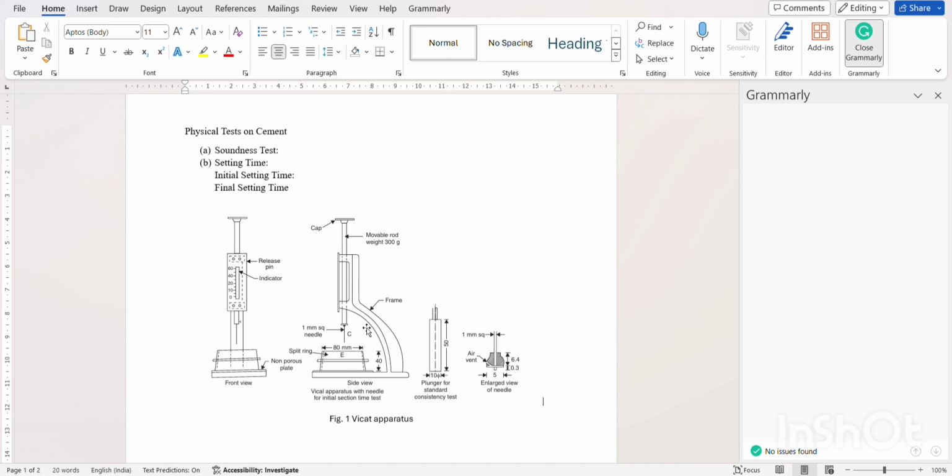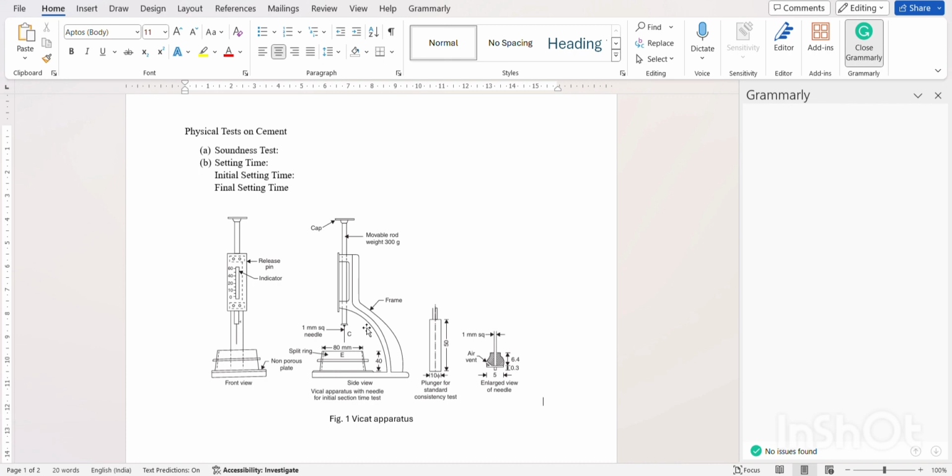Initial setting time. 300 grams of cement is thoroughly mixed with 0.85 times the water for standard consistency, and VICAT mold is completely filled and top surface is leveled. 1 mm square needle is fixed to the rod and gently placed over the paste. Then it is freely allowed to penetrate. In the beginning, the needle penetrates the paste completely.